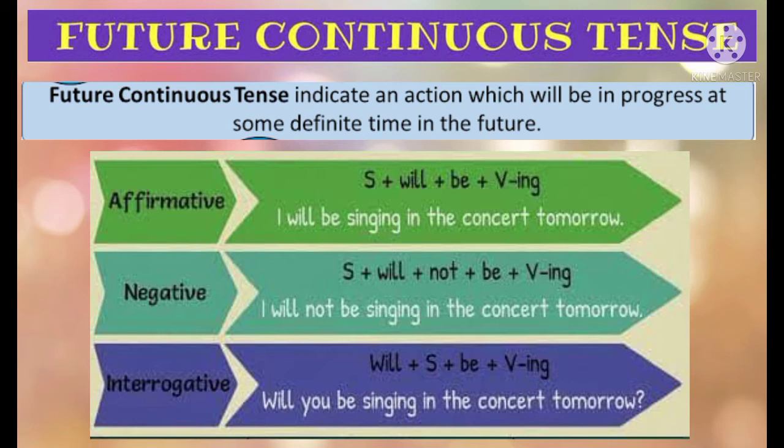And for interrogative sentences, children, we'll change the place of the subject, so that it will come after will. So the formula will be will, subject, and we'll add be and then the ing form of the verb. For example, will you be singing in the concert tomorrow?